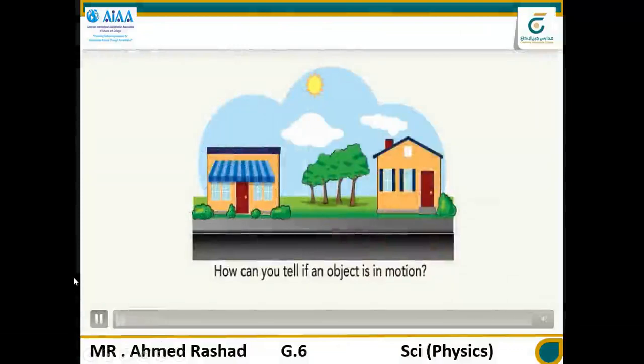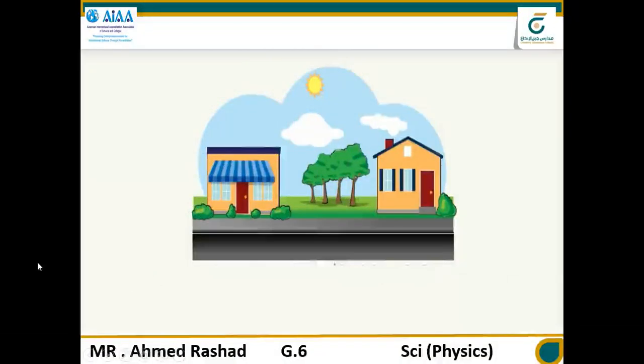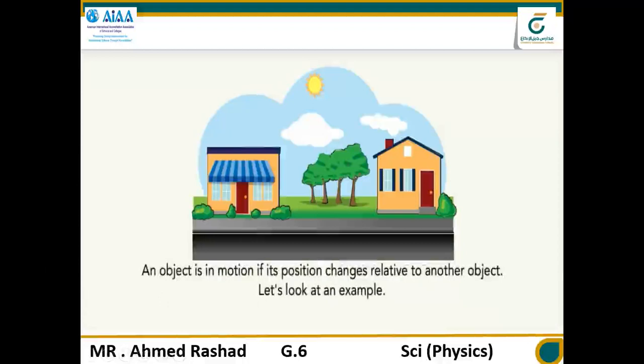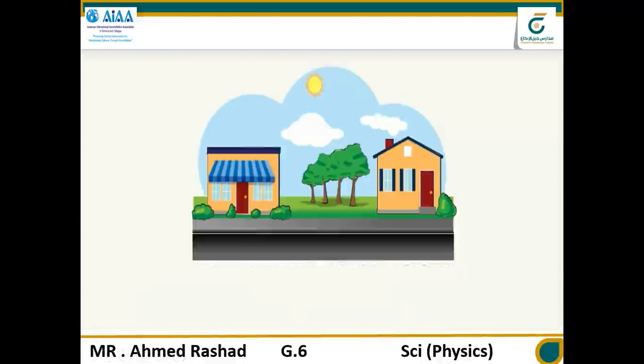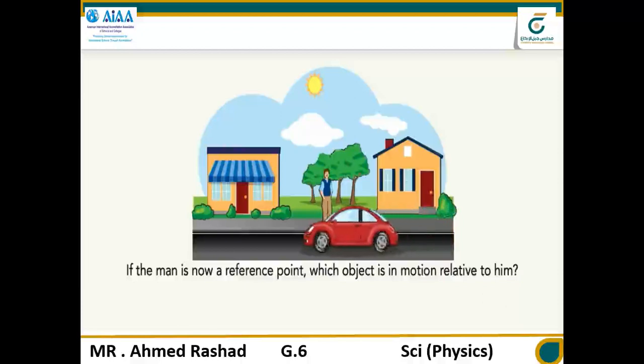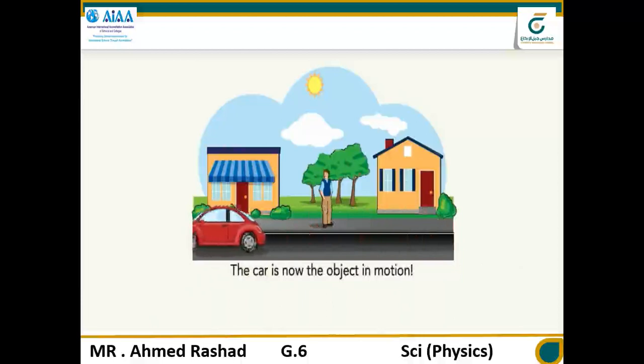How can you tell if an object is in motion? An object is in motion if its position changes relative to another object. Let's look at an example. The man is in motion relative to the buildings and trees. In this example, the buildings and the trees are reference points. A reference point is a place or object used for comparison to determine if something is in motion. If the man is now a reference point, which object is in motion relative to him? The car is now the object in motion.